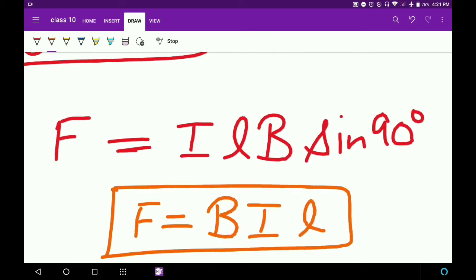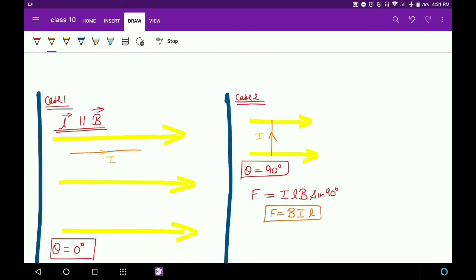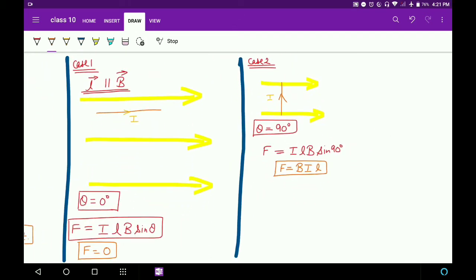Simply BIL. This is the value of force. In case current and magnetic field are parallel, the force comes out to be 0. When they are perpendicular to each other, the force will come out to be BIL. These are the two special cases which, if you know, you will get a lot of confidence. For any other case, if you understand how to put the values in the formula, then you can find out force for any situation.